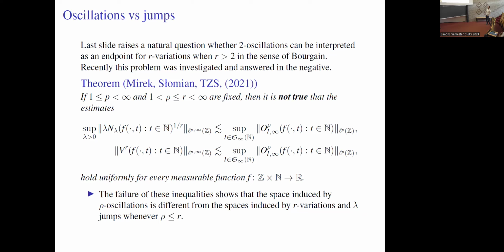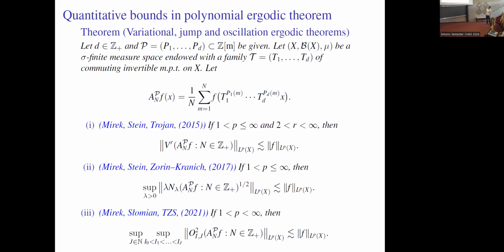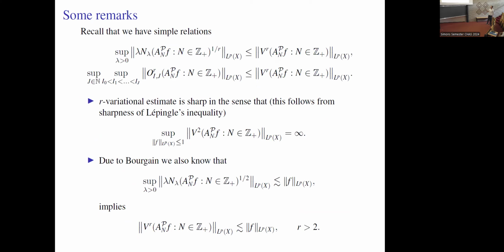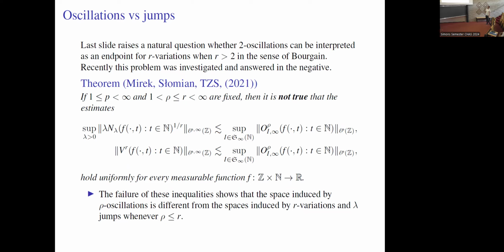All right, and I think this is the last thing I would like to mention. So from this theorem, you might have an impression that, as I mentioned, lambda jumps and oscillations are endpoint estimates for R variations when R is greater than 2. But in fact, well, we still hope that they can be somehow thought of as an endpoint estimate for R variations, but at least it's not true in the sense of Boolean.